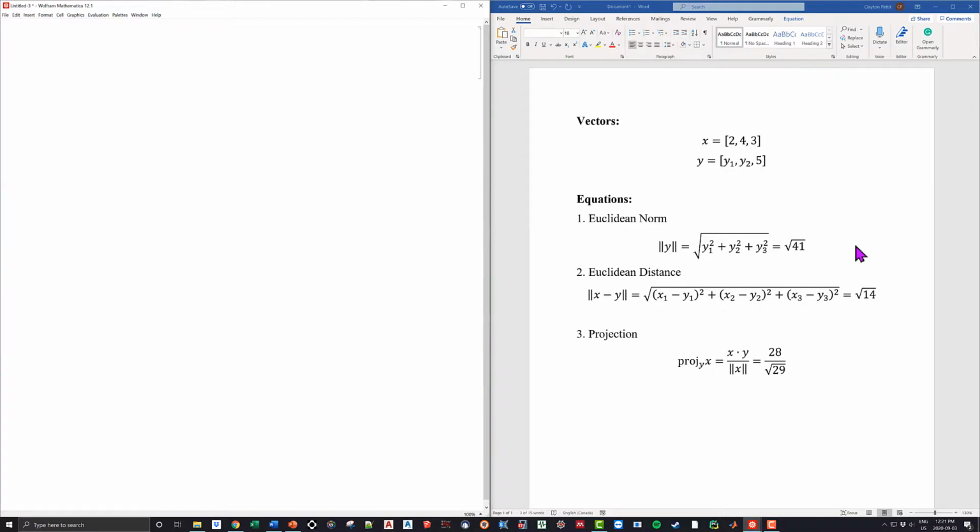So in Mathematica, to define something, it's the same as MATLAB, where we go x is equal to, and then to define a vector, we use the squiggle brackets, just like that. And we already know that x is equal to 2, 4, 3. And to separate the entries, we use a comma. So it's going to look just like this, where we have 2, 4, 3. So that's x.